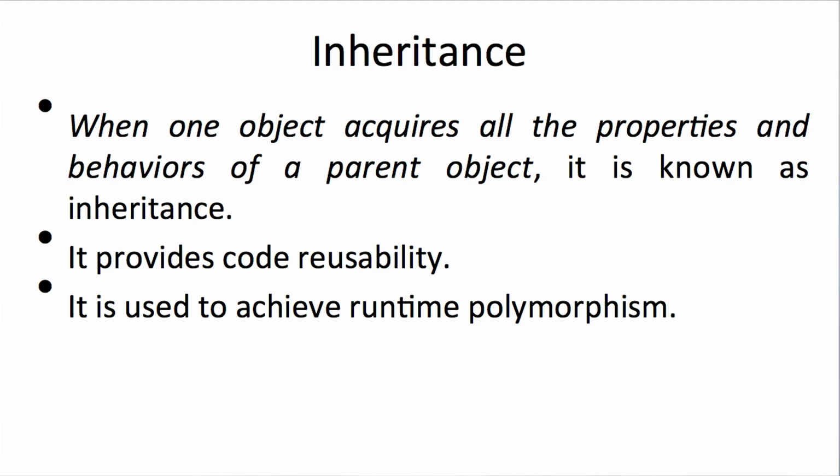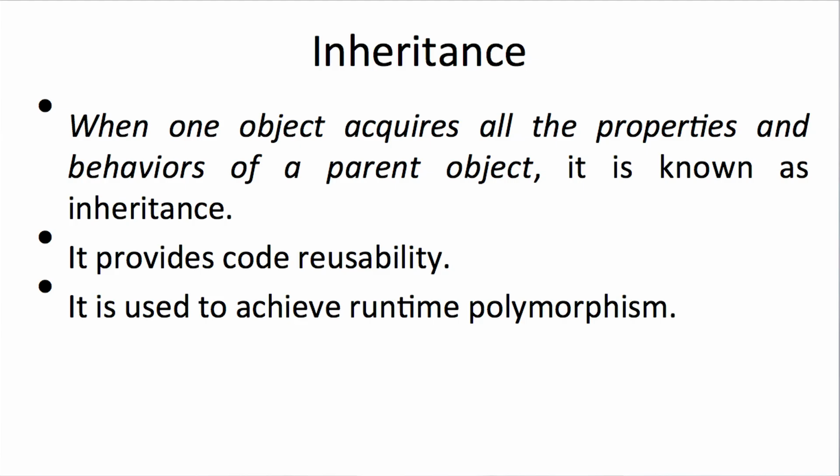We will discuss this inheritance in other classes. Practically we will discuss inheritance, but at this time you can understand it by this line: when one object acquires all the properties and behavior of a parent object, it is known as inheritance. It provides code reusability. It is very important for reusability. Sometimes we have some functions, some methods, or some variables which are common in each class, in different classes.